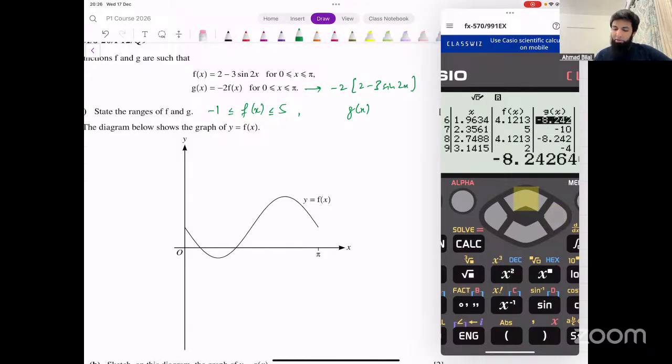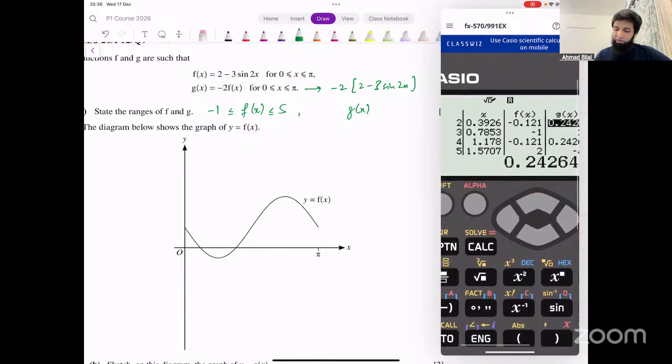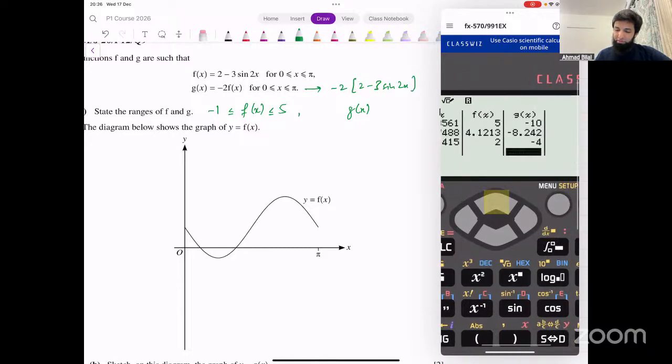In the table, what's the smallest value that you can see for g? Okay, so we've got -4, 2, -4, 2. It's going more negative. That's -10. So -10 is the least value and 2 is the greatest value.